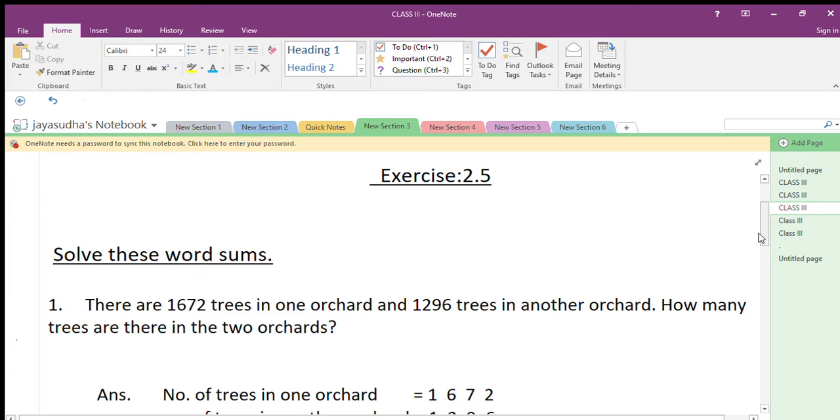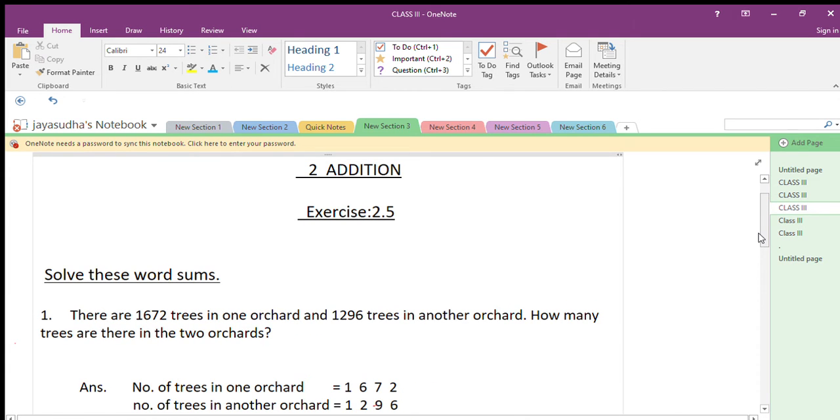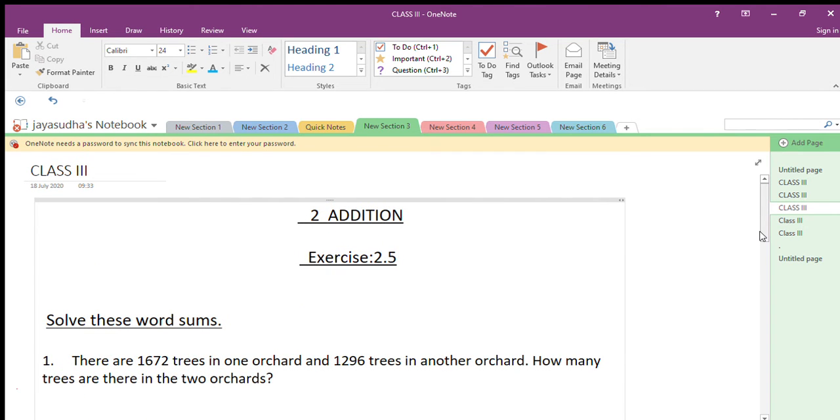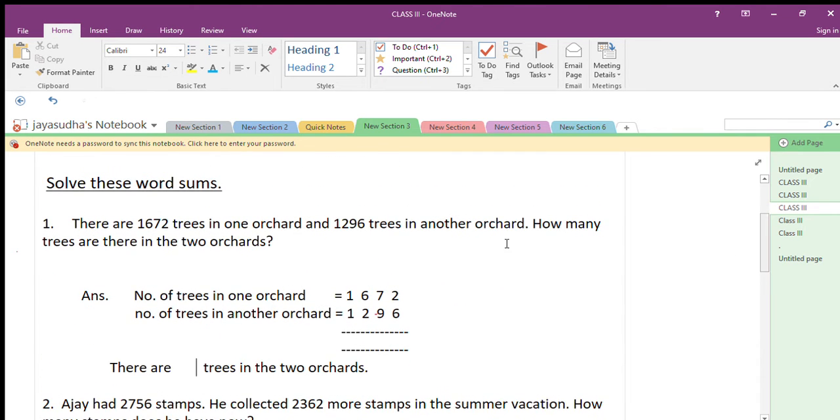Today we are going to see exercise 2.5. Solve these word sums. This is a number story sum. Listen, read the question first. Try to understand what is given and what is being asked. After that, you have to do the sums. Listen carefully, children.